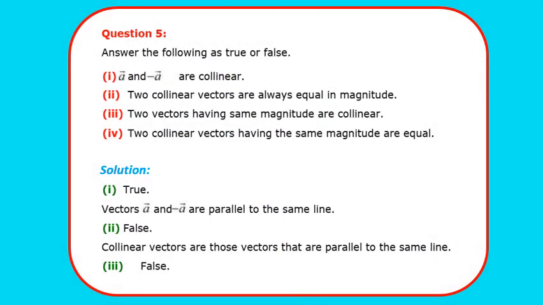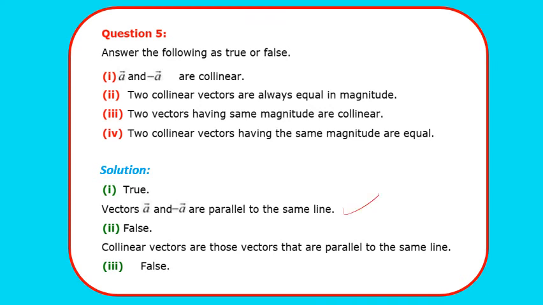Over to question 5. Answer the following as true or false. First is A and minus A are collinear. True, because A and minus A are negative of each other, and negative just changes the direction. There is no change in the magnitude, they just change the direction, so they are collinear, they will be parallel to each other.